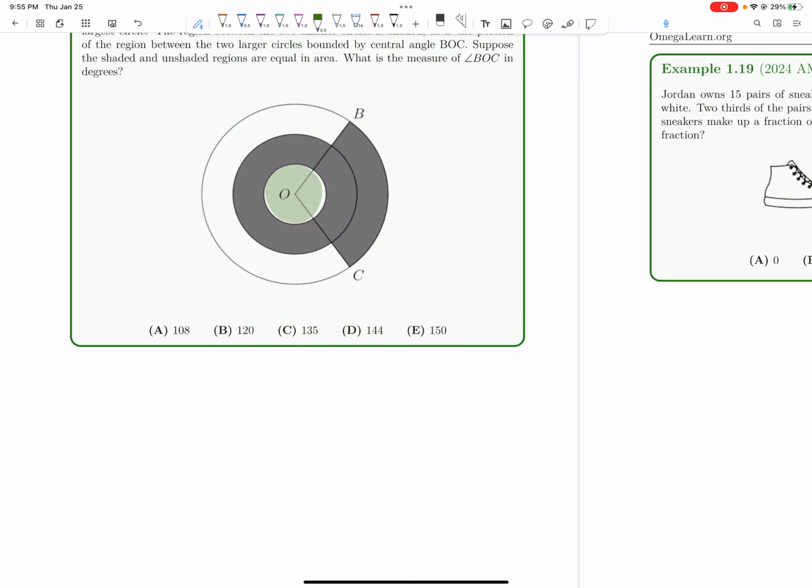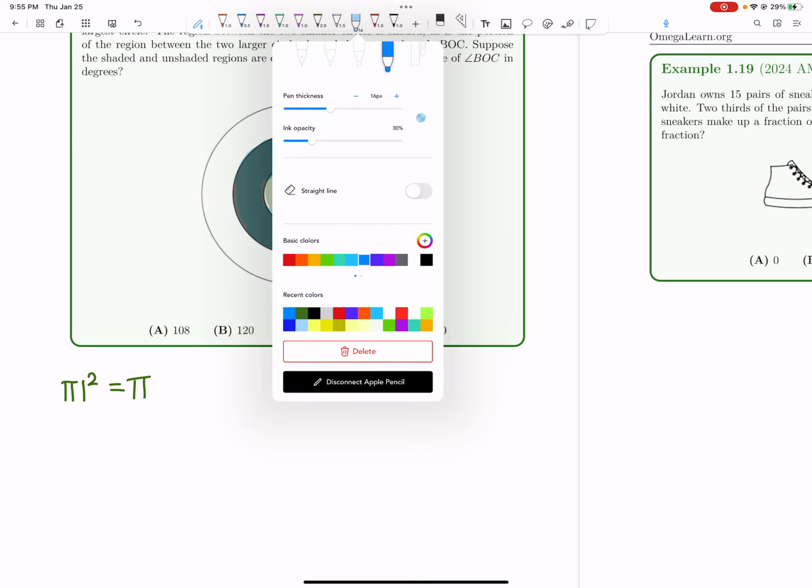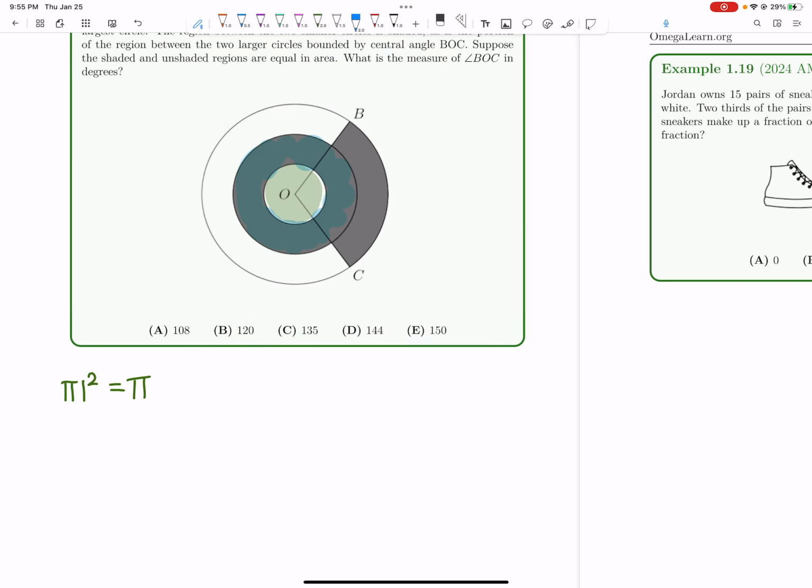What's the area of region 1? Well, that's pretty simple. Pi times 1 squared. That's just pi. Okay, region 2. What's the area of this region? This is a little bit more involved, but still not that complicated, right? So we have the outer circle, which has an area of pi times 2 squared. And then we subtract the inner circle, which has the area of pi times 1 squared. And that's 4 pi minus pi, which is 3 pi.